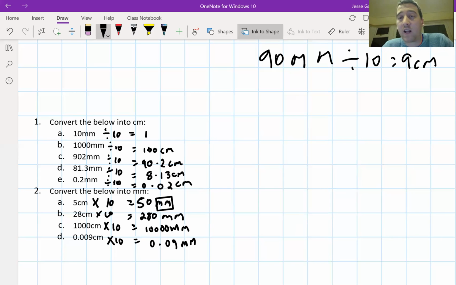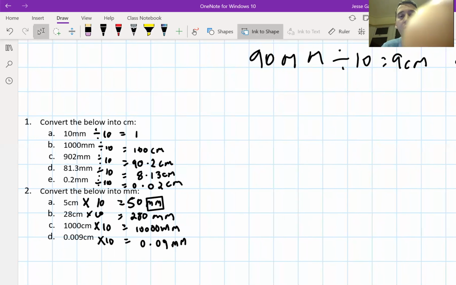Again, you use your calculator for this. We're always allowed to use a calculator in science. So absolutely, you should use it. Don't be trying to do it in your head or long division.